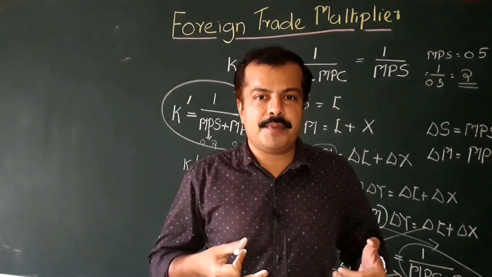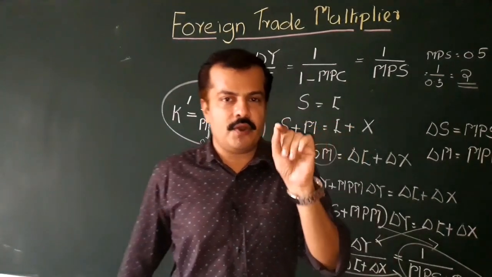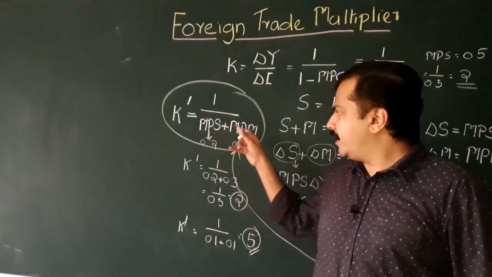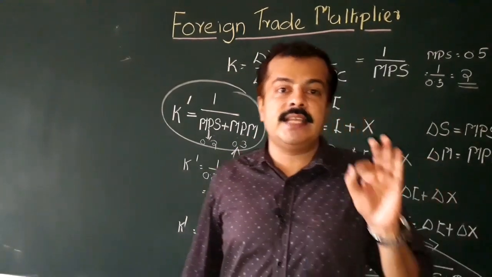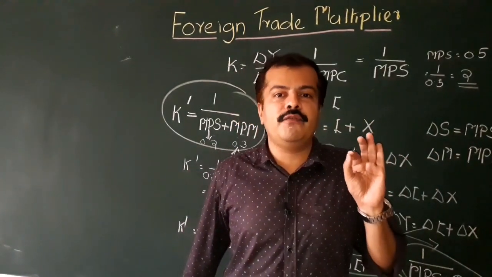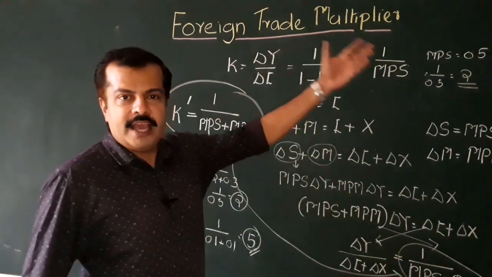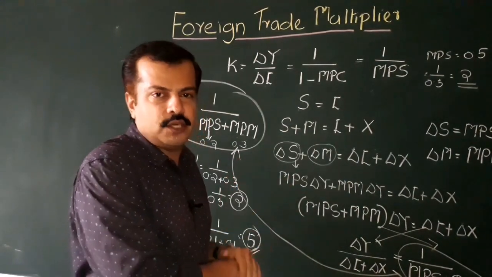Since the foreign trade multiplier is the reciprocal of the marginal propensity to save and marginal propensity to import, smaller the leakages, higher will be the value of the foreign trade multiplier. So this is the derivation. This is how a foreign trade multiplier is being derived. This is the idea behind the derivation of the foreign trade multiplier.